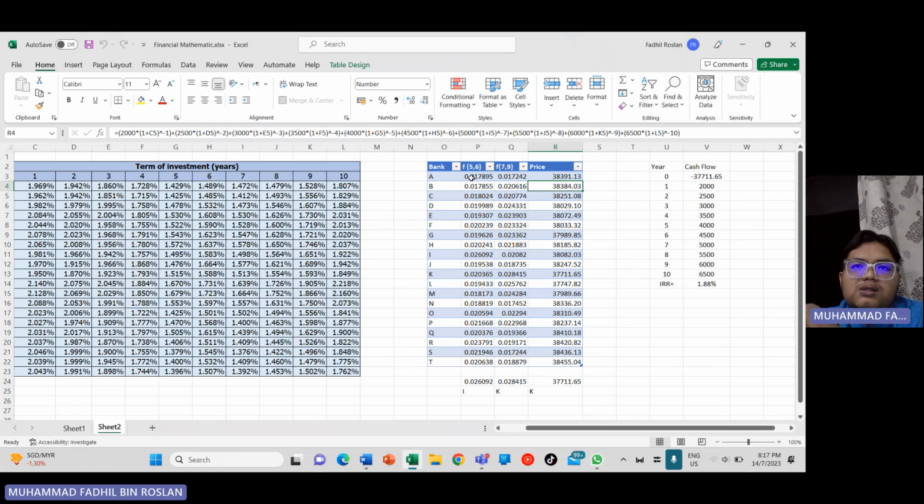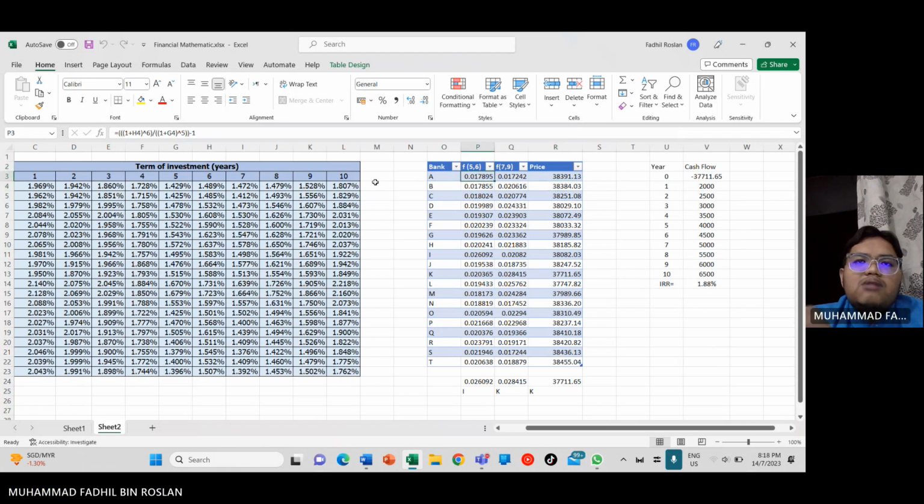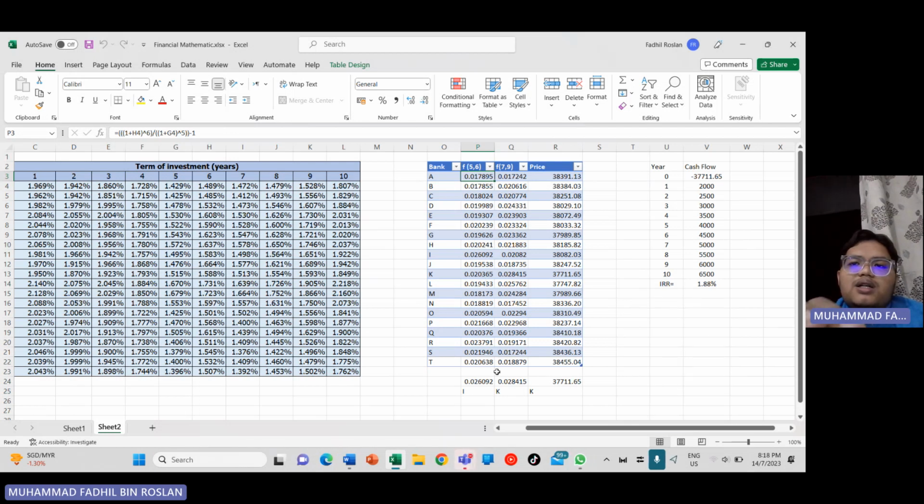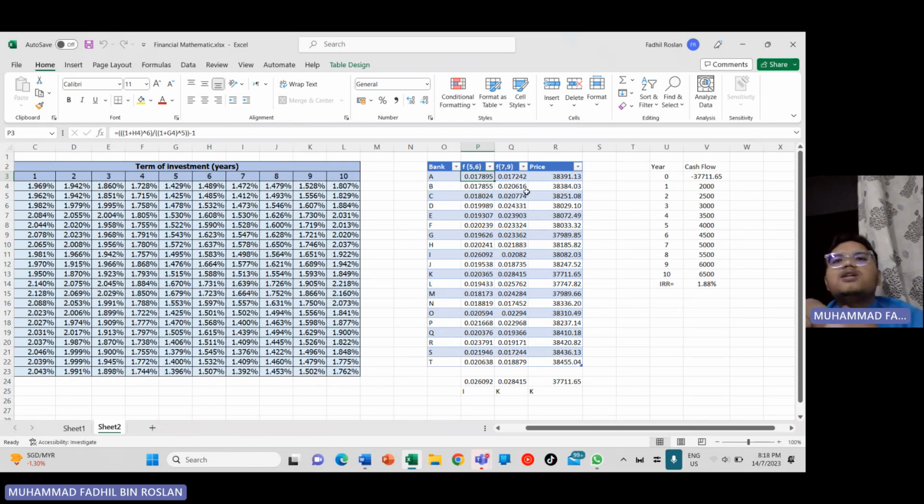The formula is 1 plus the spot rate of the 6 year for bank A, which is 1.489%, to the power of 6, divided by 1 plus the spot rate of the 5 year, 1.429%, to the power of 5, and then minus 1. We do this from 5 to 6, and continue for each time T.